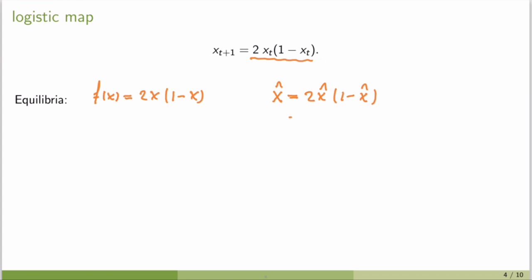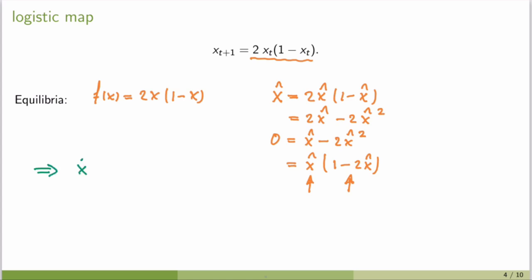So maybe multiply out the right-hand side. Then we have 2x hat minus 2x hat squared. Move everything to the right side, so then we get 0 is x hat minus 2x hat squared. Then I can factor out a common factor x hat, so x hat (1 minus 2x hat). And this has to be 0, and so I have two choices. The first factor can be 0, or the second factor can be 0. So this implies that either x hat is 0 or the bracket is 0, for x hat to be 1/2. Which means we find two equilibria.